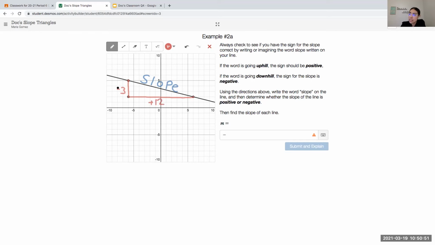So notice I can already tell, well, one number only has a negative. So this is definitely a negative slope. And all you have to do is write 3 over 12.